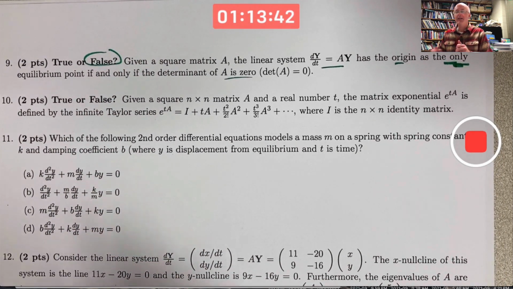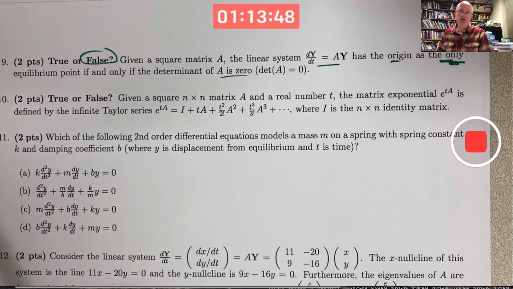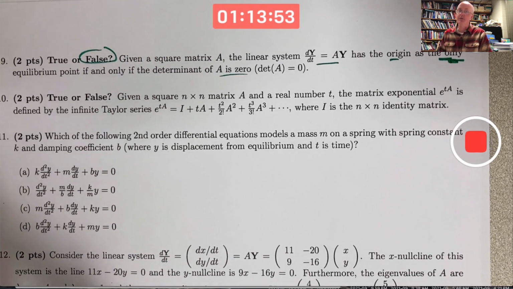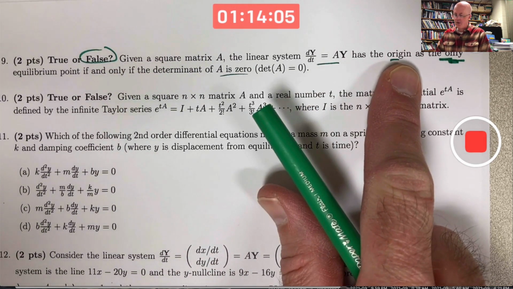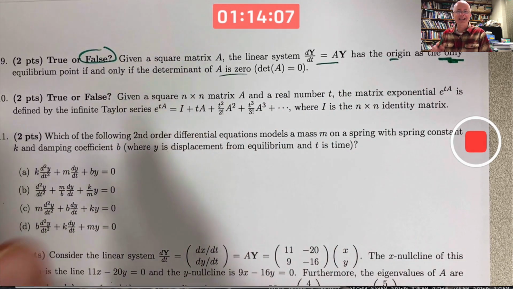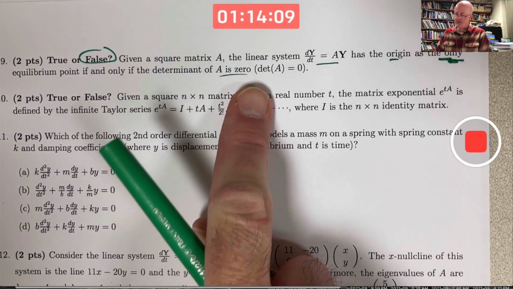It's analogous to the fact that a linear transformation implemented by a matrix will have a non-trivial kernel if and only if the determinant is 0. It has just the trivial kernel if the determinant is non-zero, assuming it's a square matrix. Okay, hope I said that right. The origin is the only equilibrium point if and only if the determinant is non-zero. So if I wrote equals 0, that's a false.